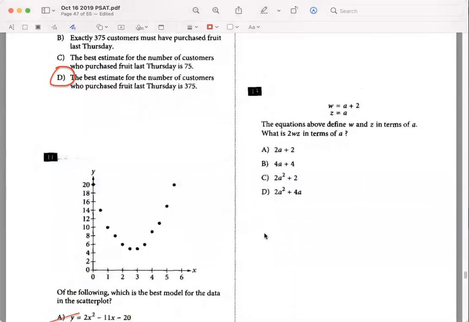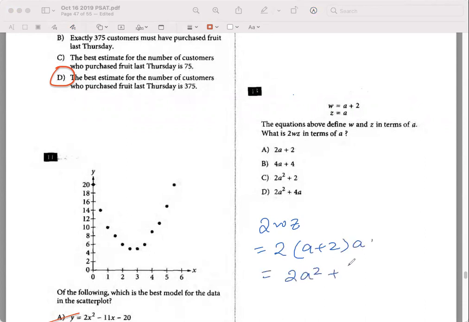Okay, the equations above define W and Z in terms of A. What is 2WZ in terms of A? Okay, so we need to find 2WZ. So that will be 2 times w is a plus 2 and z is a. So that's 2a squared plus 4a. 2a squared plus 4a. So that's option D.